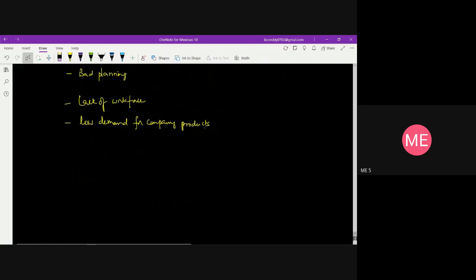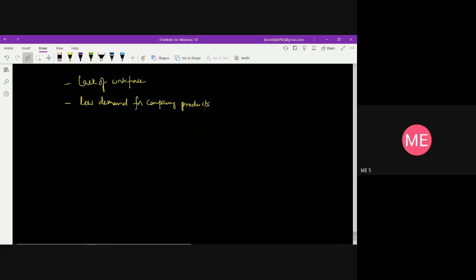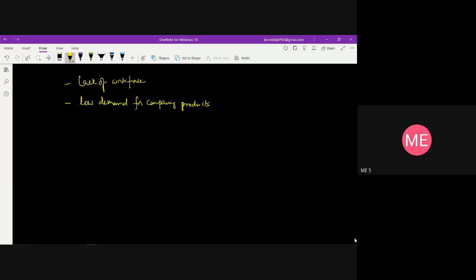Now, if the organization is not able to sell its products well, the products are not sold, so the demand for that product will be very low. When the demand is low, we are going to stop the production. And another reason for the demand to come down is probably the seasonal nature of the product.